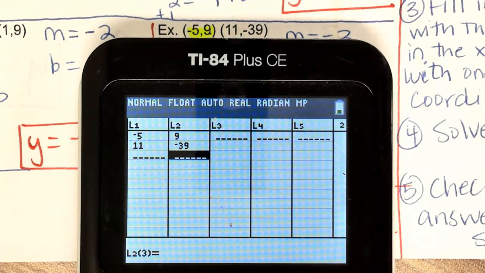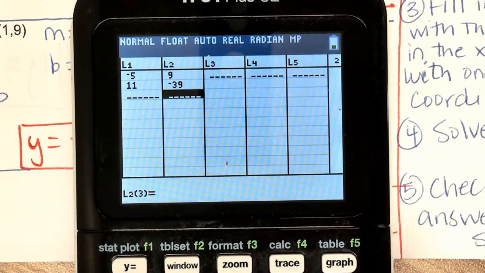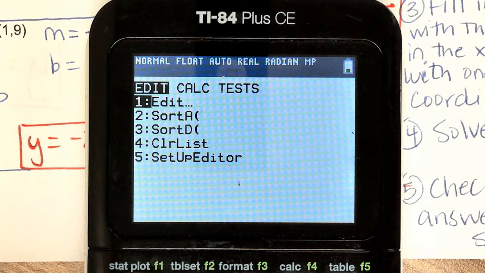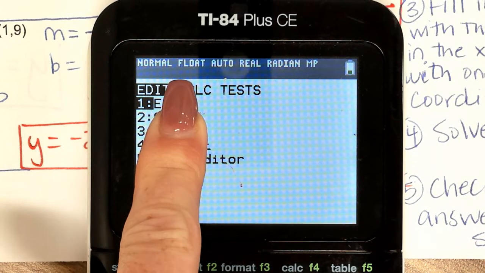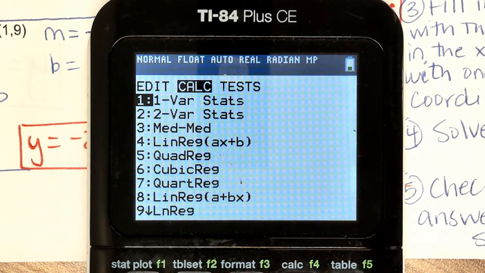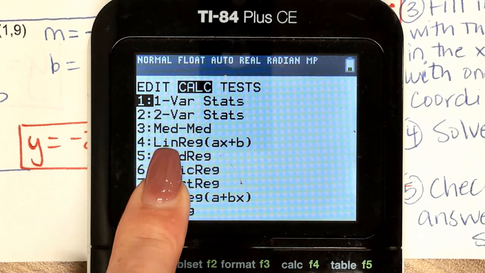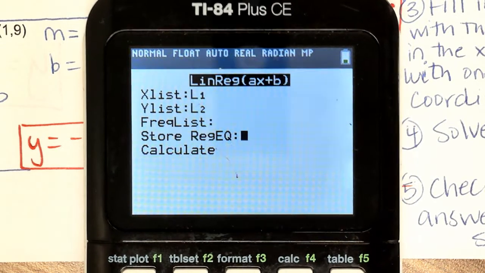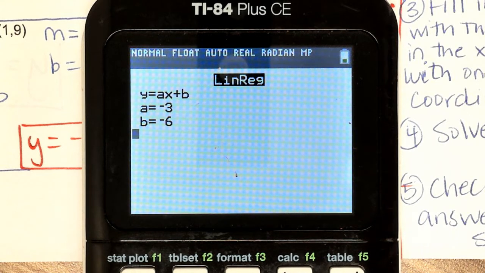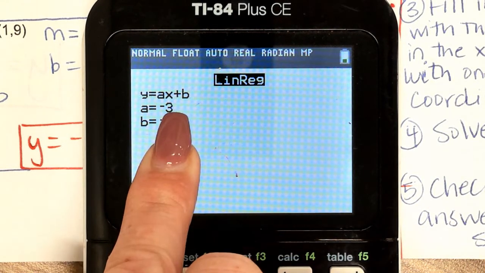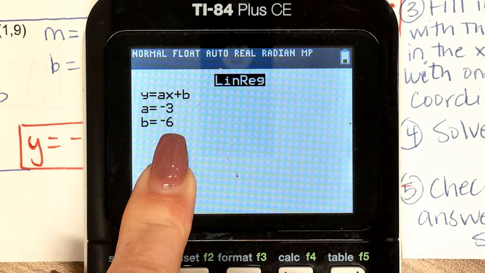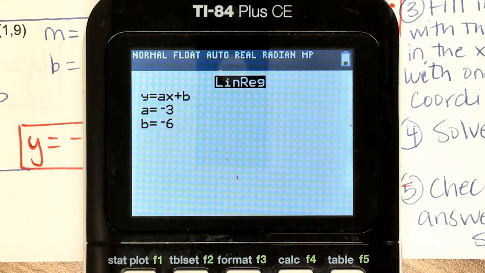Are we good? Okay. Then you're going to go to stat again. Since we already put in a list, we don't need to edit. We just need to calculate the answer. So arrow over to calc. Choose option 4 because it's a linear equation in mx plus b form. And hit enter until you get the answer. The A is the slope because it's in the slope spot, and the B is the y-intercept. Are we good? All right, turn the page.